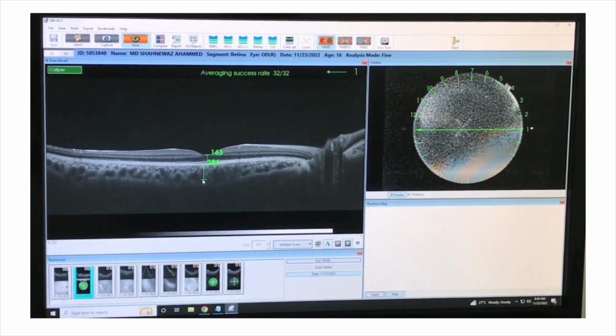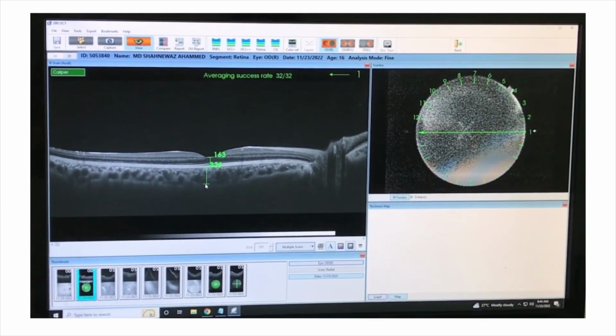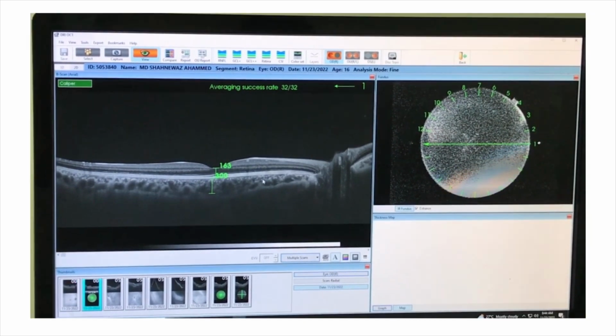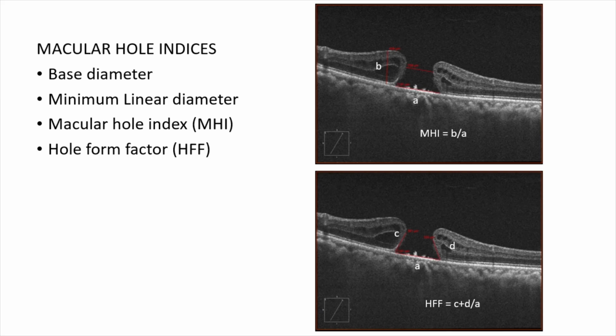So there are freehand calipers which we can place, but here there is inter-observer variation, plus these are not standardized. But the ETDRS grid measurements which we get on the automated software are the standardized ones which we can use for research purposes. The other clinical applications are macular hole indices, where we see the base diameter, the minimum linear diameter, the macular hole index, as well as the hole form factor.